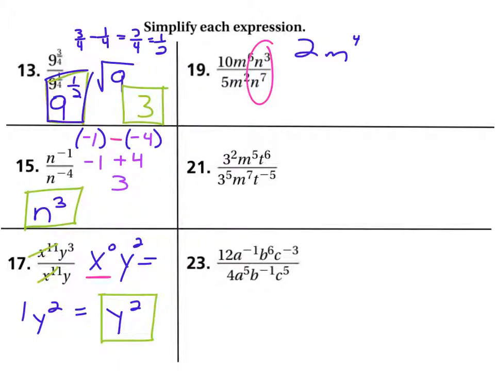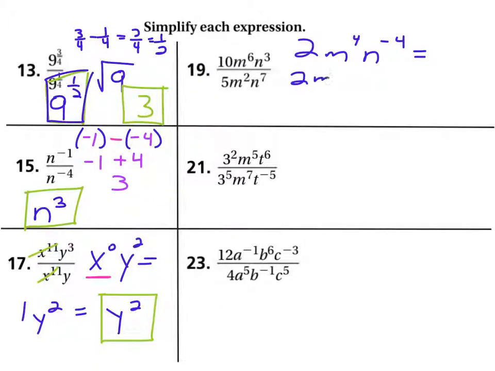N cubed over n to the 7th, we subtract n to the 3 minus 7. 3 minus 7 is negative 4. And of course, we want to simplify this. It says simplify it, and typically simplifying means don't write it with a negative exponent.